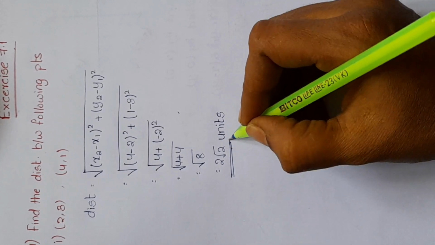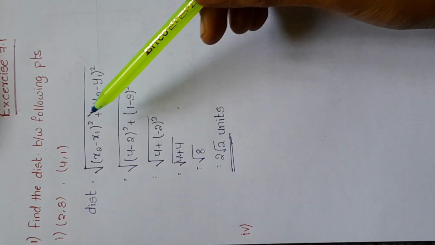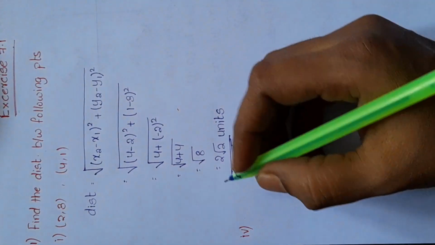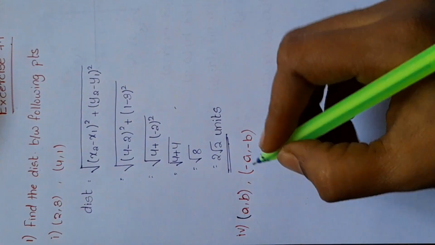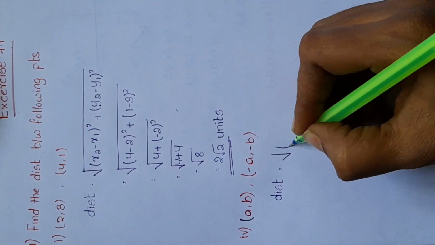If you don't write the units, they will cut the marks. You should write the formula for each question. There are 4 parts in this first question. I have told the first one. Second and third, try it yourself. And the fourth question, let us directly substitute the values instead of writing the formula.